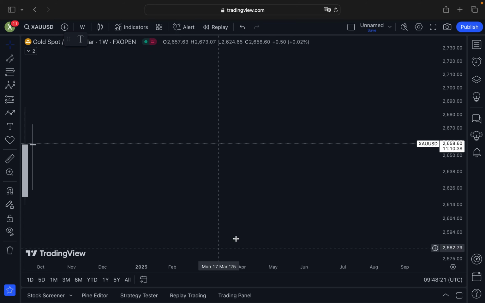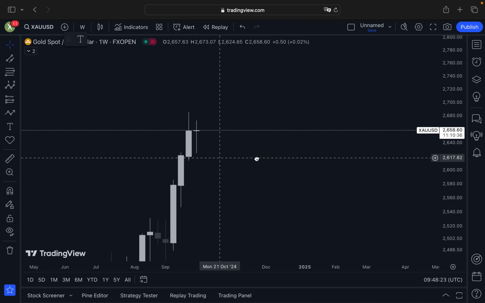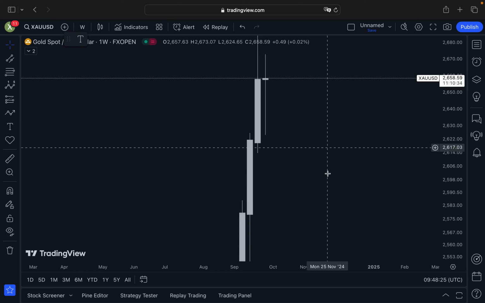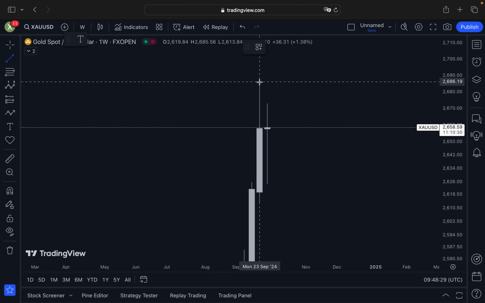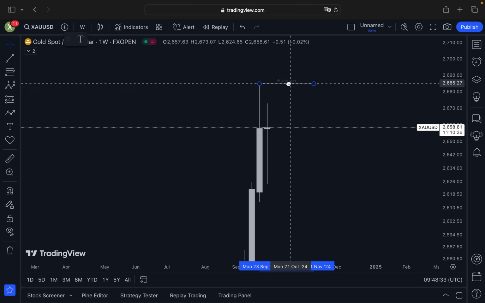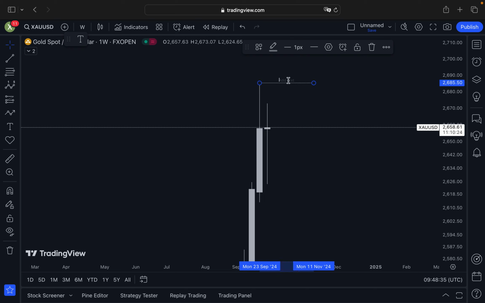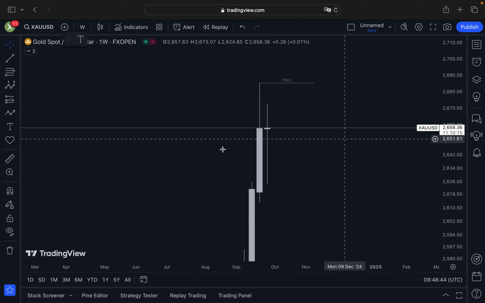And then on the weekly, we'll mark the following. So we are on the weekly time frame. We're going to mark the previous weekly high. Okay, so it's this one. So we'll mark it as the previous weekly high, PWH.